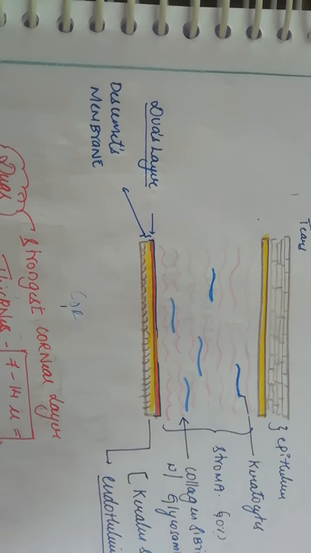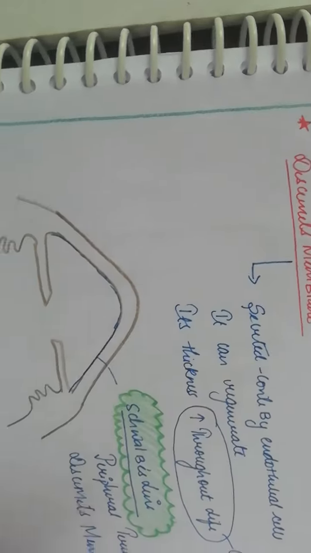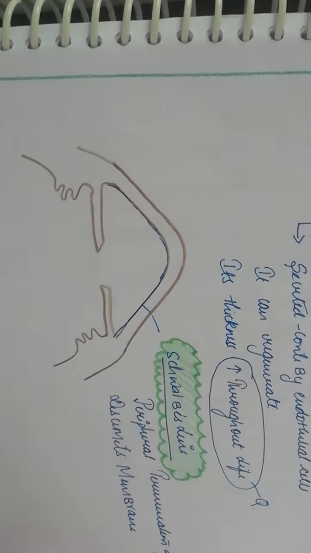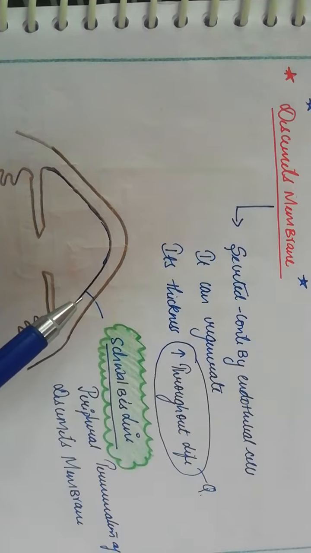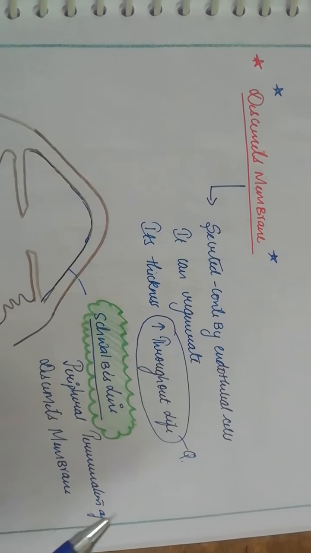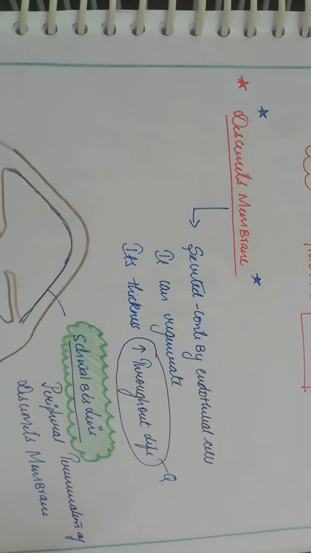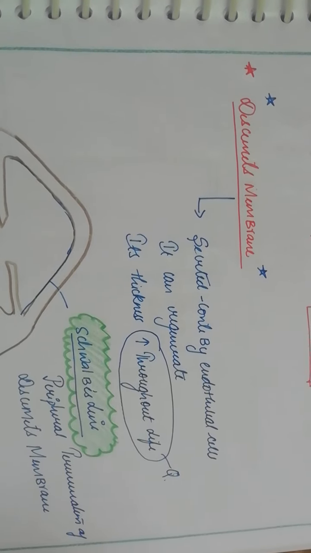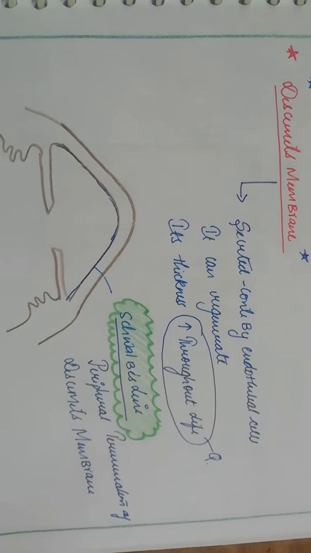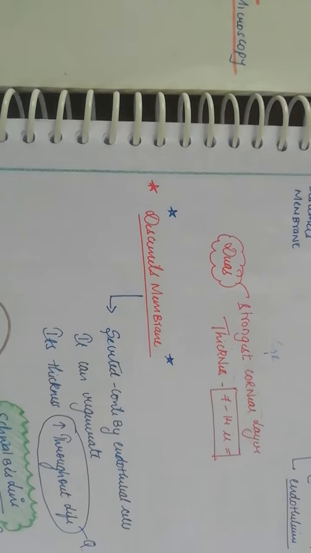And the next point written here, the peripheral termination of Descemet's layer is known as Schwalbe's line. So this is the cornea, and you can see this is Schwalbe's line. It is the peripheral termination of Descemet's membrane. So the points are: secreted continuously by endothelium, it can regenerate, its thickness increases throughout life, and the terminal part is known as Schwalbe's line. That's the basic point we need to understand.